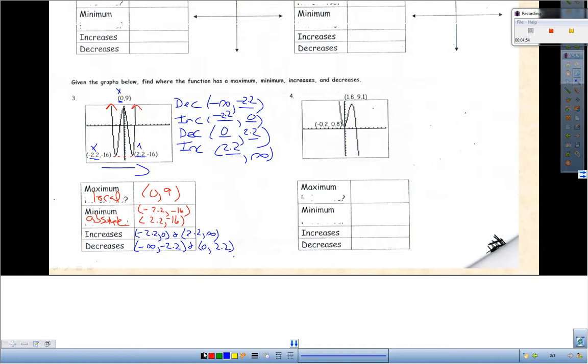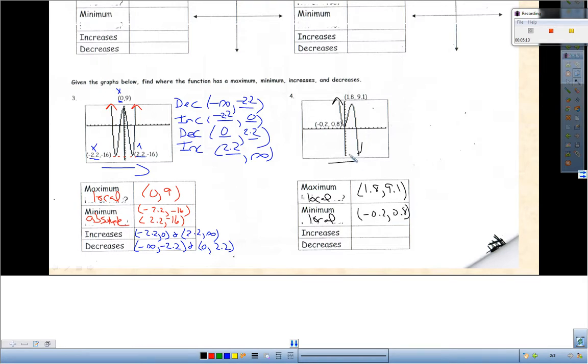Alright, last one. Let's take a look at this graph. Notice the end behavior, they're going in opposite directions. So that means I'm not going to have an absolute max nor an absolute min. So both of them are going to be local. My local max is 1.8, comma 9.1. My local min is negative 0.2, 0.8.